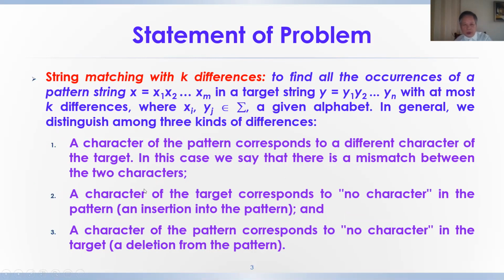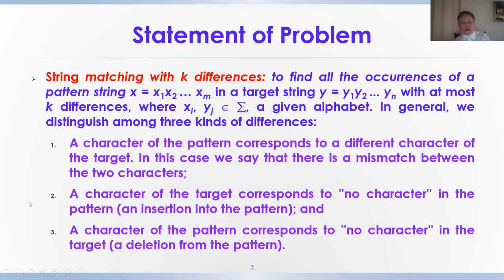By string matching with key differences, we find all the occurrences of a pattern in a target string with some differences. In general, we distinguish among three kinds of differences. The first difference is a character of the pattern corresponding to a different character of the target. In this case, we say there is a mismatch between the two characters.